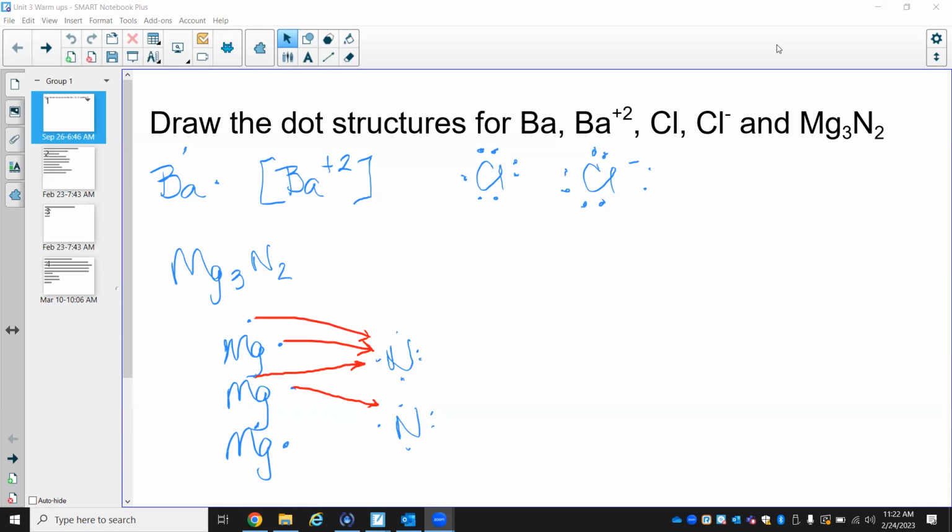So now that second magnesium is empty, but now that second nitrogen only has 6 electrons, which is where a third magnesium comes in to give up its 2 electrons. So now all 3 magnesiums are empty and both nitrogens are full with 8. So remember, this showing the arrows and the electron transfer is the complete dot structure for magnesium nitride.